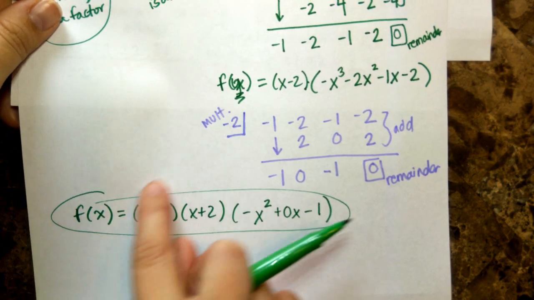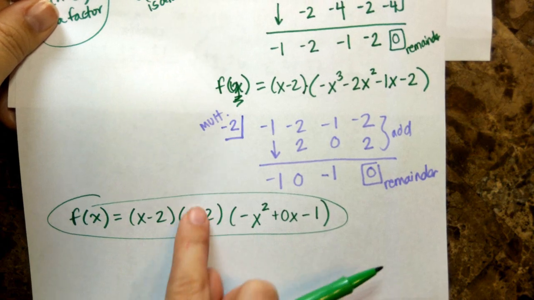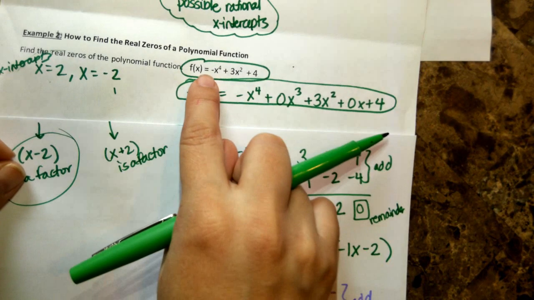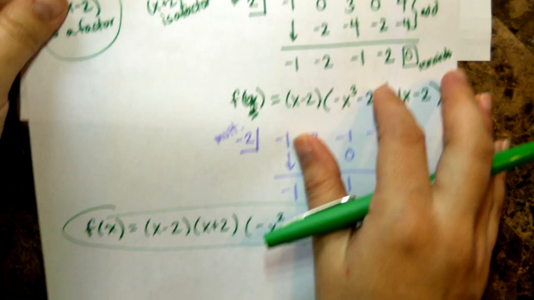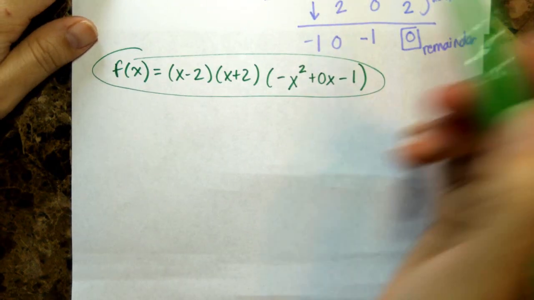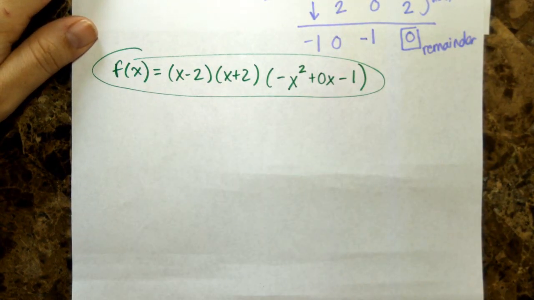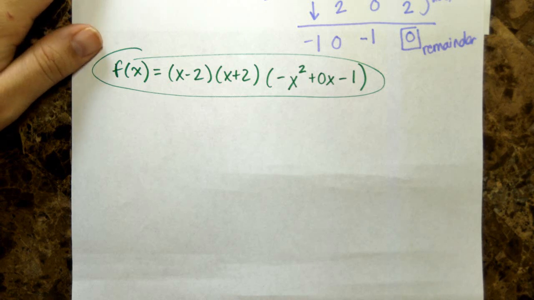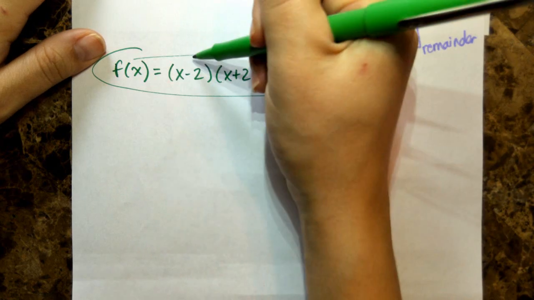If I were to multiply and FOIL everything out, using the box method or FOIL, you would end up with this original problem. So what I've done is I've taken this function and I've factored out an x minus 2 and an x plus 2. The reason I did that is because I know two of the x-intercepts.